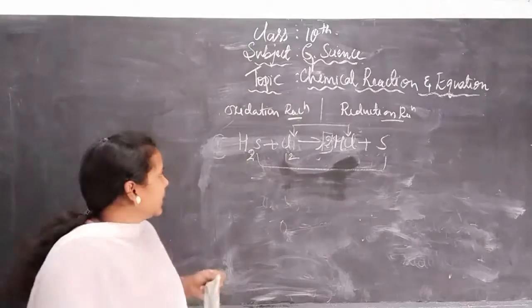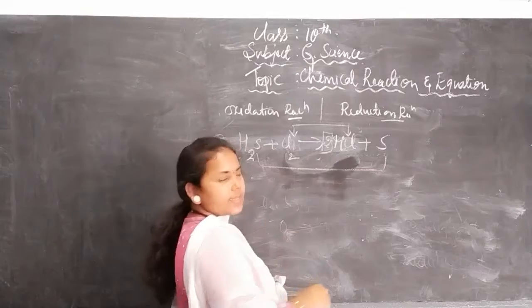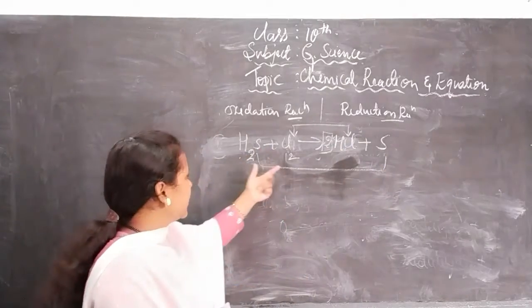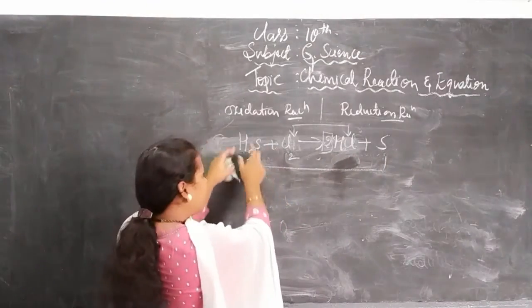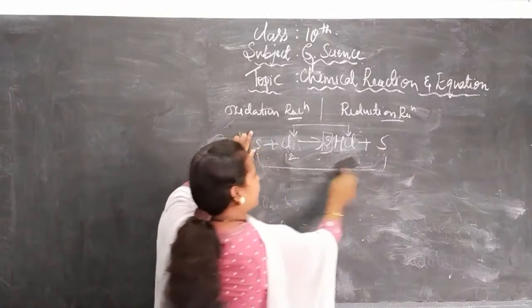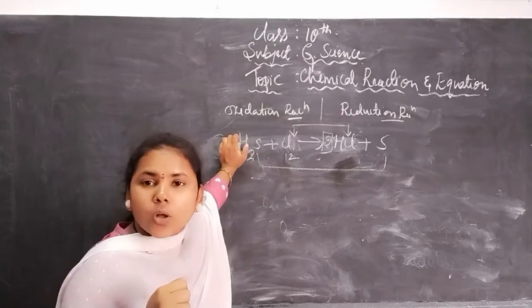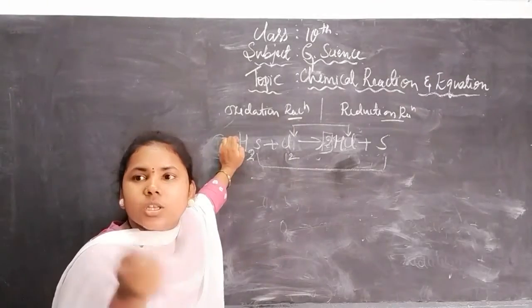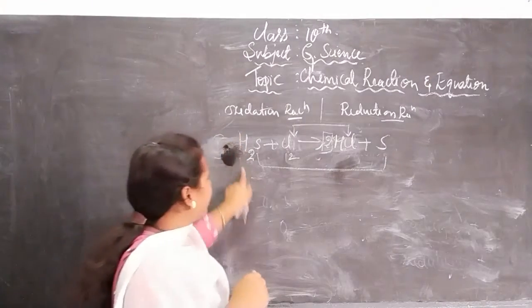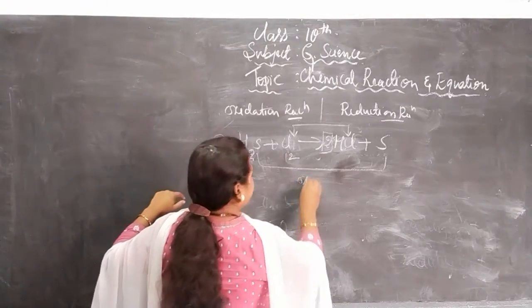Now look here, dear students. Hydrogen sulfide is reacted with chlorine to form what? Hydrochloric acid and sulfur are produced. These are the reactants and these are the products. Look here, hydrogen sulfide is getting oxidized. What? A removal of hydrogen takes place, so the only product is sulfur. Then what is happening here? The removal of hydrogen, what are we going to call it? The removal of hydrogen is called oxidation.